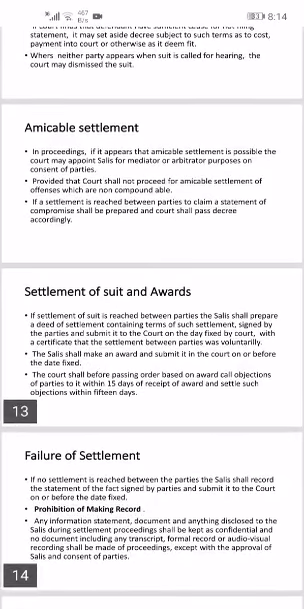Amicable settlement. In proceedings, if it appears that amicable settlement is possible, the court may appoint a salis for mediator or arbitrator purposes on consent of the parties, provided that the court shall not proceed for amicable settlement of offences which are non-compoundable. यानी कि जो केसेस मसालत से हल नहीं हो सकते वो कोर्ट की जुरिस्डिक्शन में नहीं होते. If a settlement is reached between the parties to a claim, a statement of compromise shall be prepared and the court shall pass a decree accordingly.